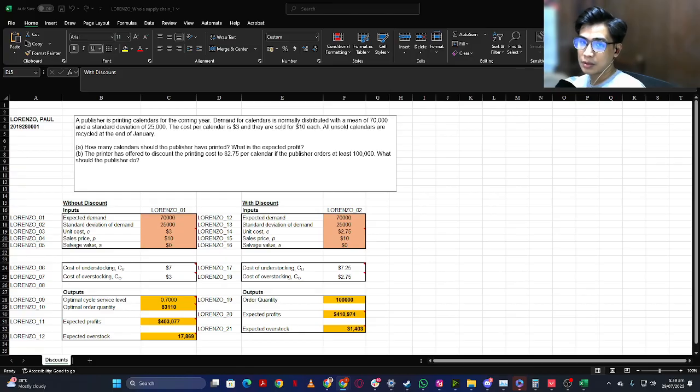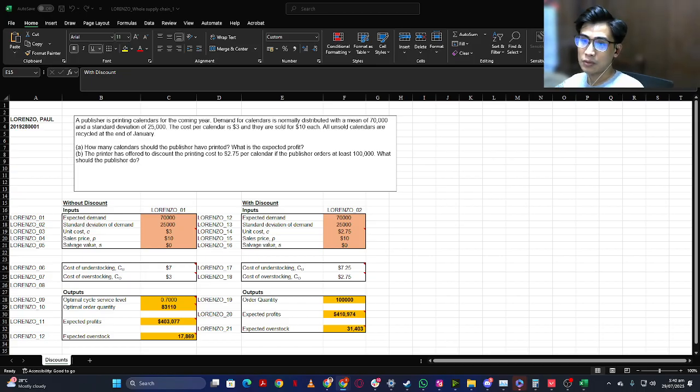My name is Paul Lorenzo and I'll be sharing my understanding of the supply chain problem based on the Excel file provided. This falls under my supply chain management course handled by Mr. Fantilio, and the topic we're exploring is inventory and order quantity decisions for seasonal products.